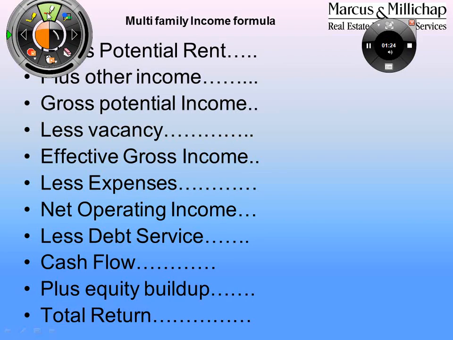Next, we subtract vacancy, very often 5%, but it depends on your market, to get what's called effective gross income. And then we subtract expenses to get what's called net operating income.